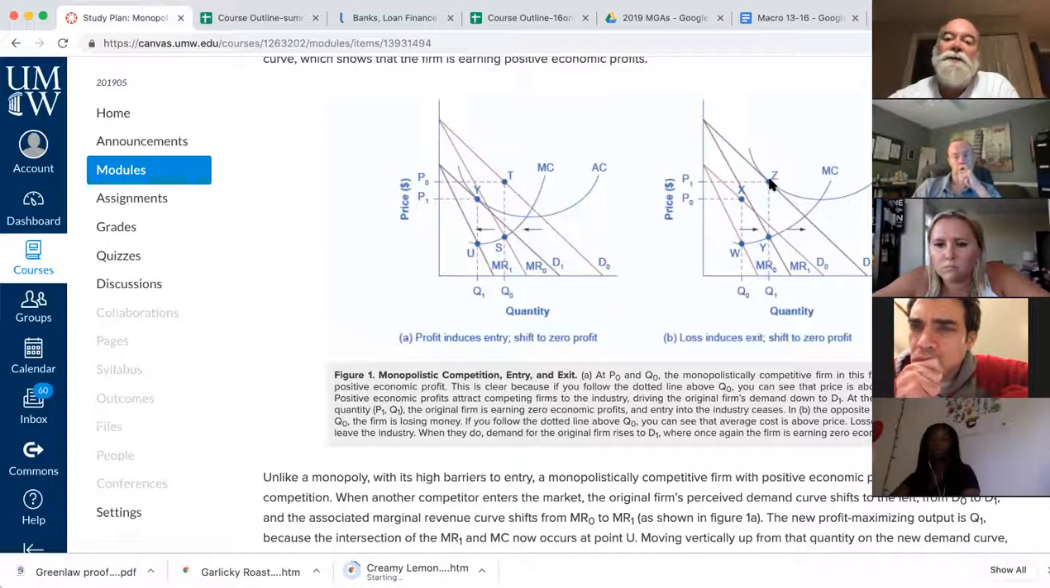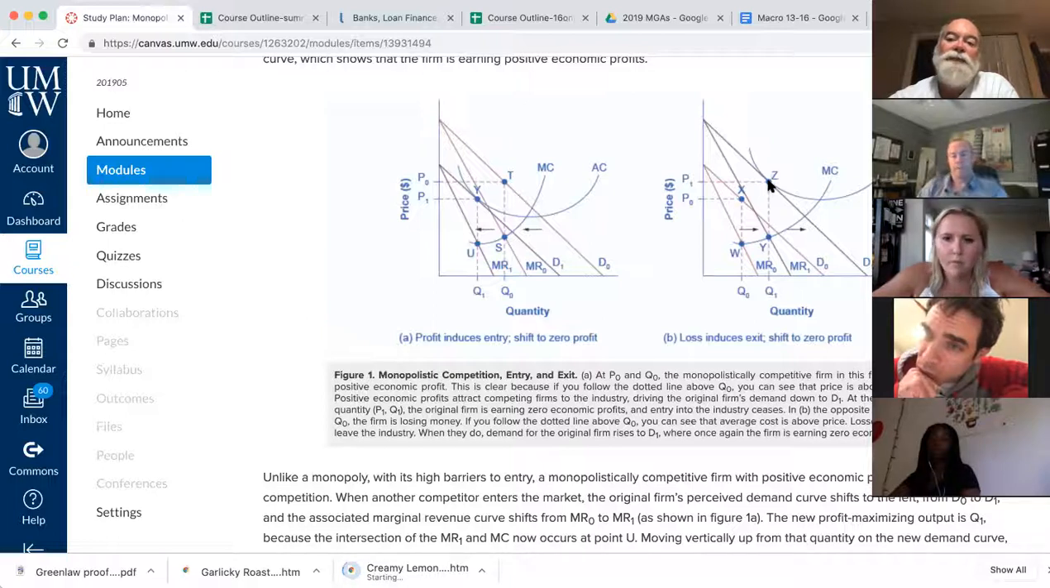Notice also that Z is where the average cost curve intersects that Q1. And so the profit margin is 0. At least they're not losing money. They're making 0 economic profit. And at that point, firms stop exiting because they're doing as well in this industry as they can do anywhere else. Okay, so again, it's about understanding how to use the graphs to analyze the situation.